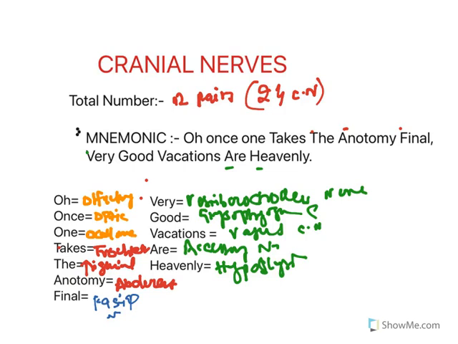अगेन एक दफा मैं रिपीट करता हूँ. Olfactory, optic, oculomotor, trochlear, trigeminal, abducent, facial, vestibulocochlear, glossopharyngeal, vagus, accessory and hypoglossal. So these are the 12 pairs of cranial nerves. अब एग्जाम में एक और क्वेश्चन आता है Okay, which cranial nerves are sensory, which cranial nerves are motor, and which cranial nerves are both.